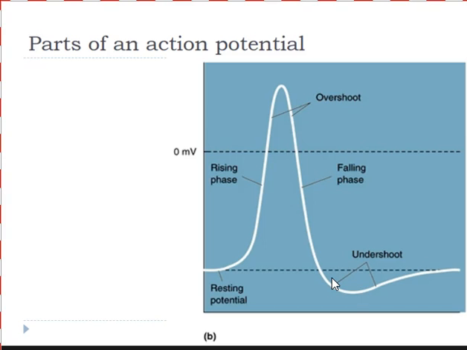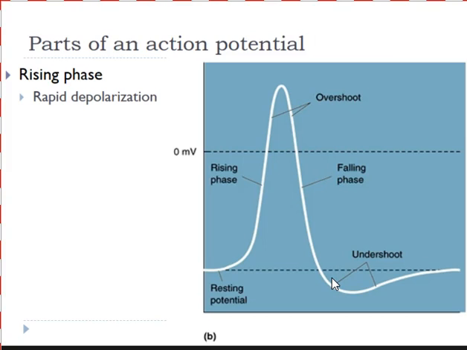Okay, so if we look at one action potential, we can break down the different parts of an action potential into different phases. There are different books that define these in different ways, but this is pretty standard. So here we are down at the resting membrane potential. There'll be a rising phase for an action potential, so that's going up this way.